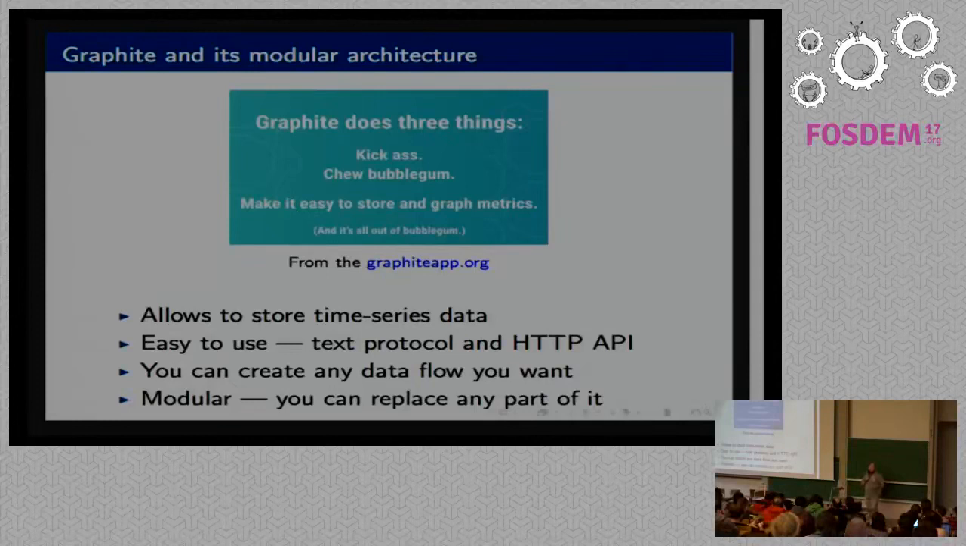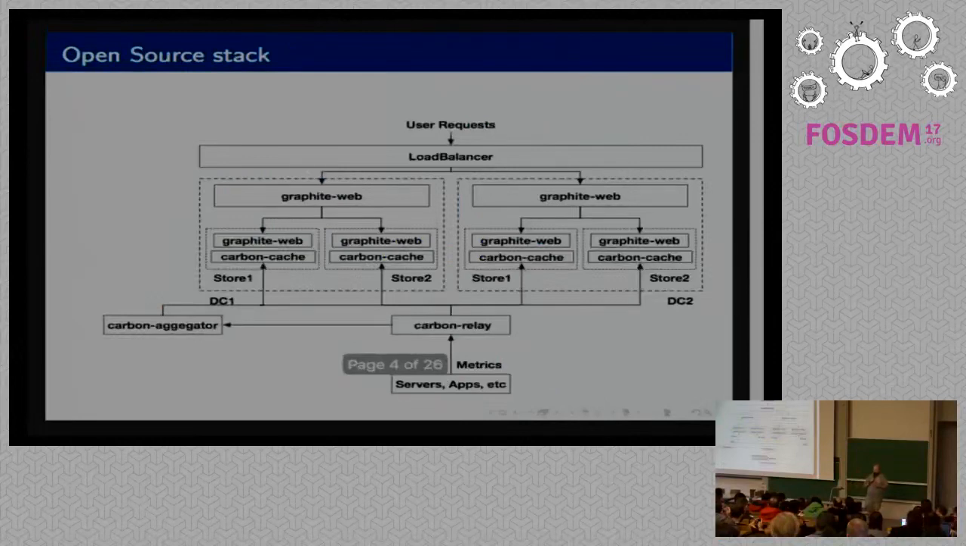You can query that data using the HTTP API. Basically, you can get JSON, so that's one of the reasons why Graphite became popular, and developers really like it because of its simplicity. Of course, it's modular, so you can replace or tune your components individually, and in case you need to replace something, you can easily do this.